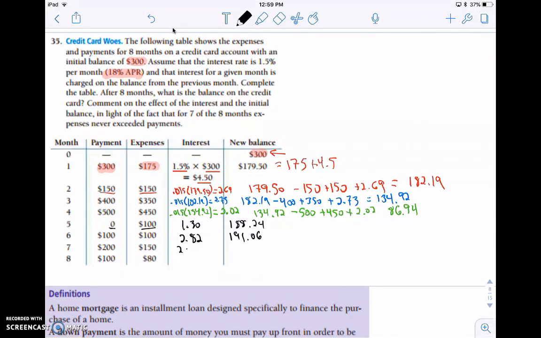So then we'd have $2.87 because our balance is a little bit higher. But then we paid some stuff down again, so we're down to $143.93. And then $2.16 would be the interest charge there. We'd be at $126.09 as a new balance.